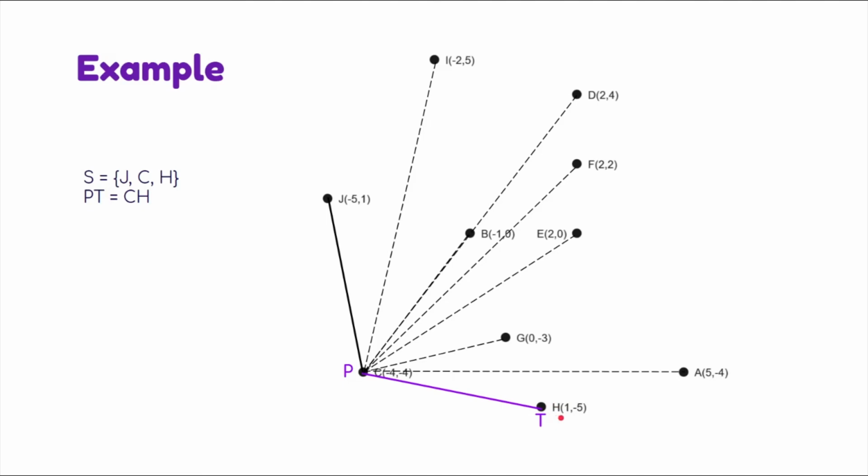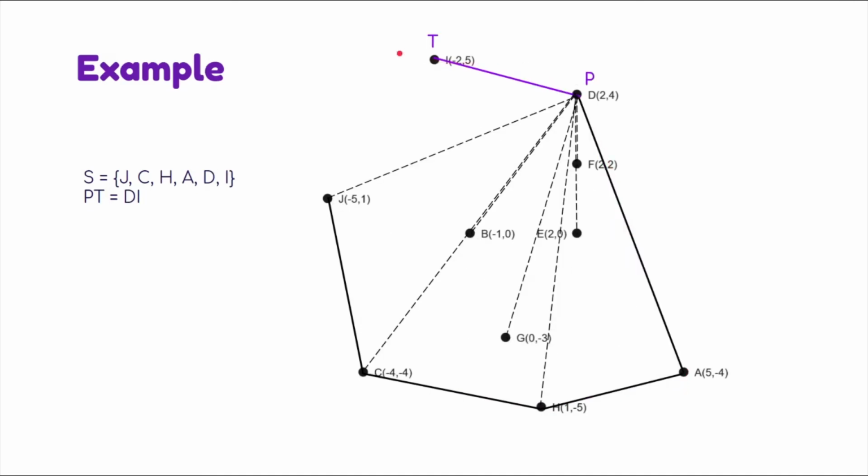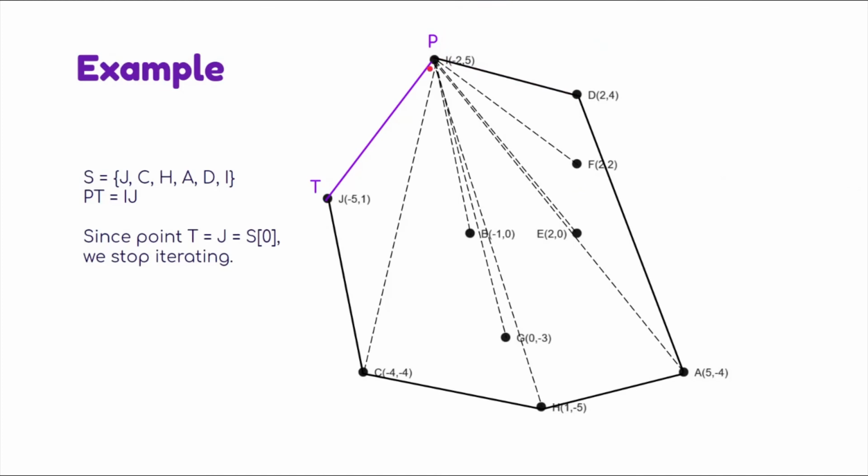So in this case, H is the next point, so we add H to the output set and then make H our new pivot point, and then repeat the process. Now it's A, D, I, and finally J. But note that this PT vector is pointing from I to J, and J is already in the output set. So we know that we have reached the very first point of our convex hull. So we know that every point has been fully graphed, and we're done.